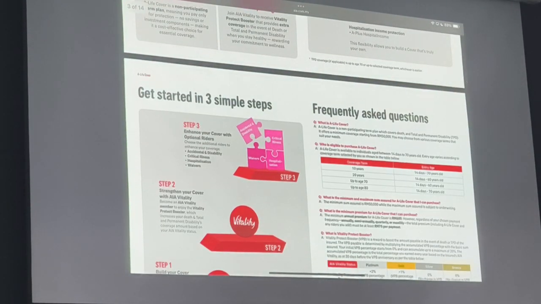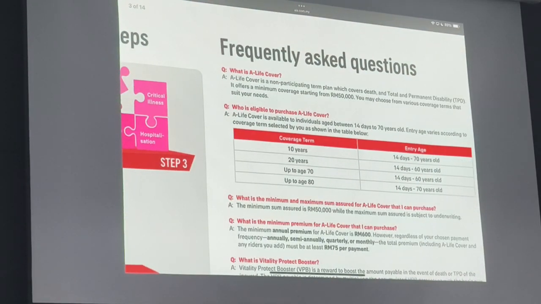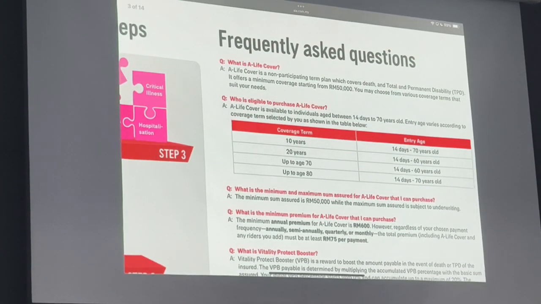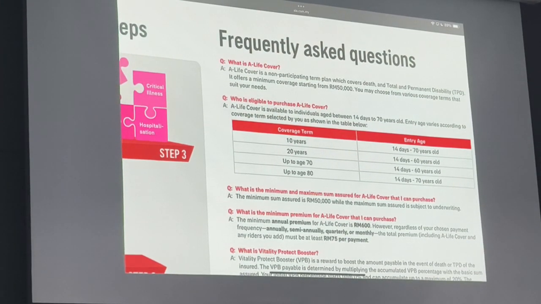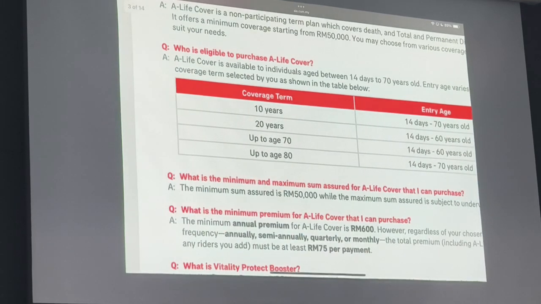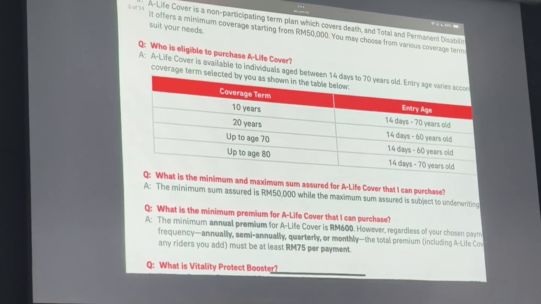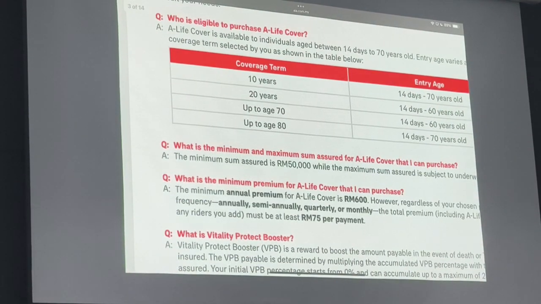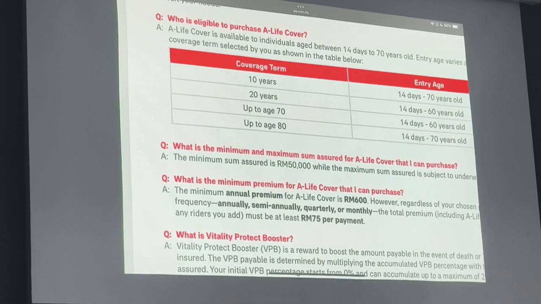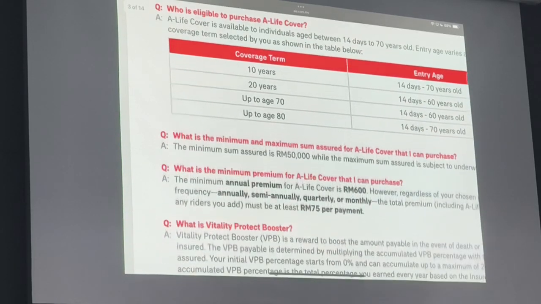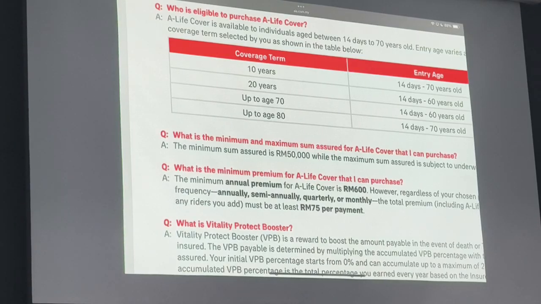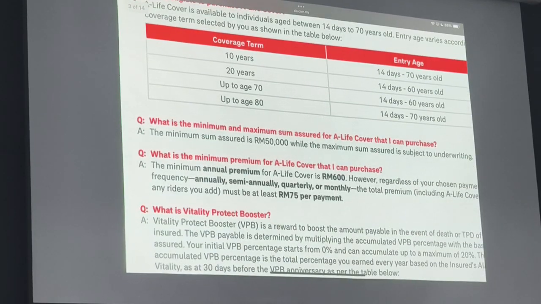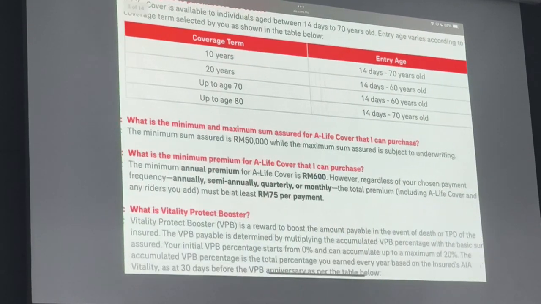Alright, frequently asked questions. For this product, the minimum sum assured is 50k, 50,000, while the maximum sum assured is subject to underwriting. The minimum annual premium for A-Life cover is 600. So how much monthly is 600? Open the calculator. RM50. Okay, RM50.